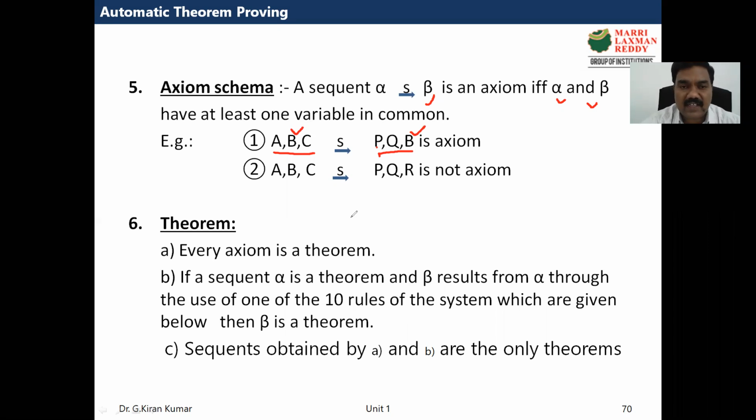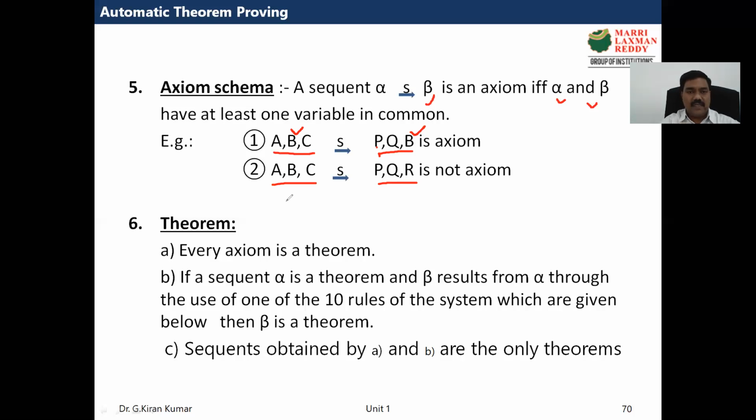Let me give another example. Suppose we take the sequent ABC to PQR. This sequent I cannot call an axiom. Why? Because there is no common variable between these two, alpha and beta. So this is all about what an axiom is. I can call a sequent alpha to beta an axiom if there is at least one common variable between alpha and beta.